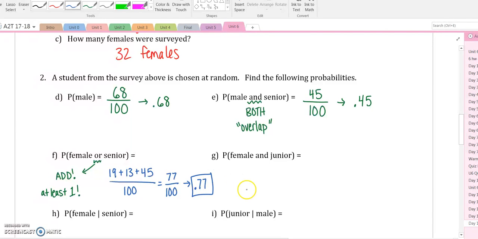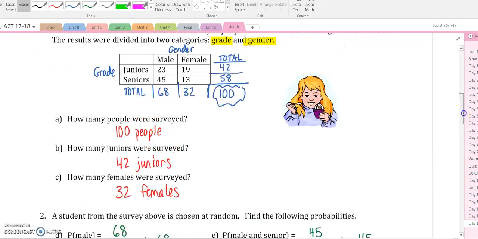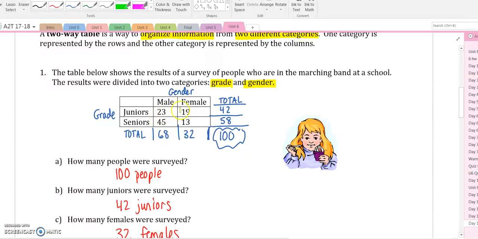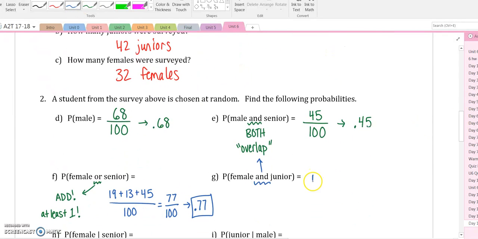Okay, same kind of thing in G as we did in E, probability female and junior, and still means both, which is where they overlap. So I'm going to erase what I had here before. Female and junior, so here is female, here is junior, and is just the overlap, so that would be the 19. And again, nothing's changed my sample space, so it's still out of 100.